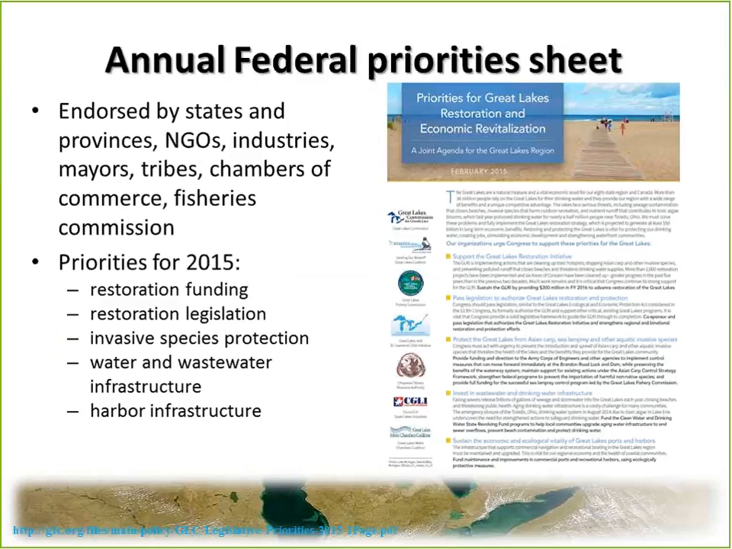So one tool that the parties have developed over the years is this annual federal priorities sheet. And it's kind of doing Congress's homework for it in advance. You can see this online for 2015. It's a program that's endorsed by the states and provinces, industries, mayors, tribes, Chamber of Commerce, and Fisheries Commission. So they have competing interests, but they're all behind this kind of core program, and you can see the priorities that are listed for 2015. So they're, as we all are, looking for funding to get those things accomplished.